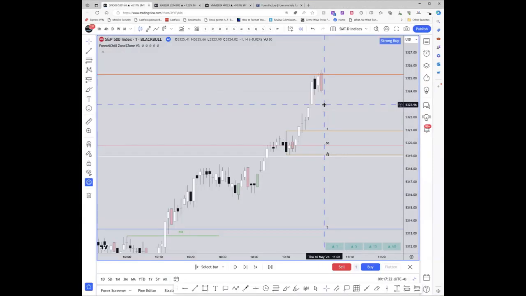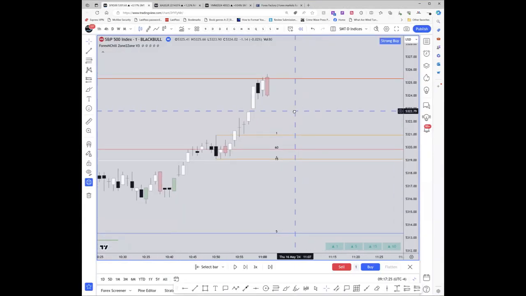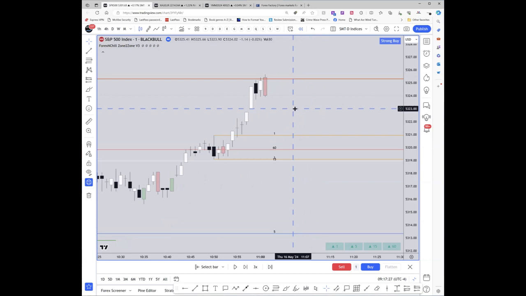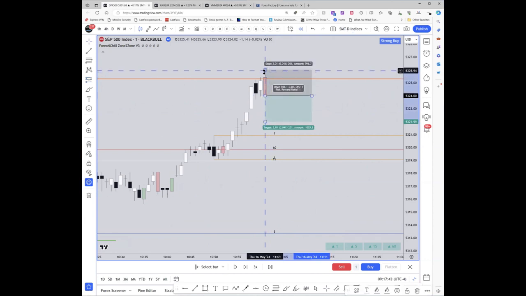Because we had SMT divergence between the 3 indices triad, which is S&P 500, US 30, and NAS 100. Once I saw the bullish close, then sometimes you just have to trade market psychology based on what you've seen the market do in the past. I said I'm going to open now because I have the bearish engulfing.